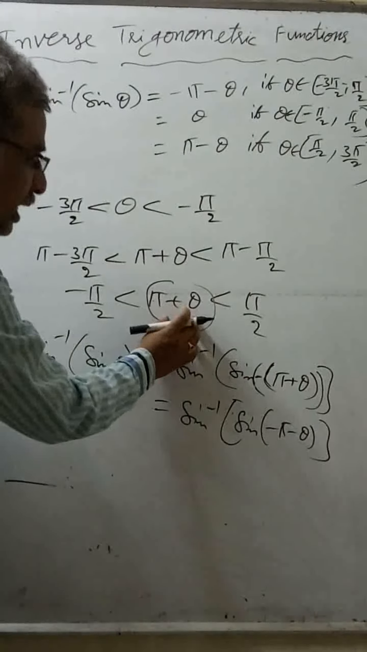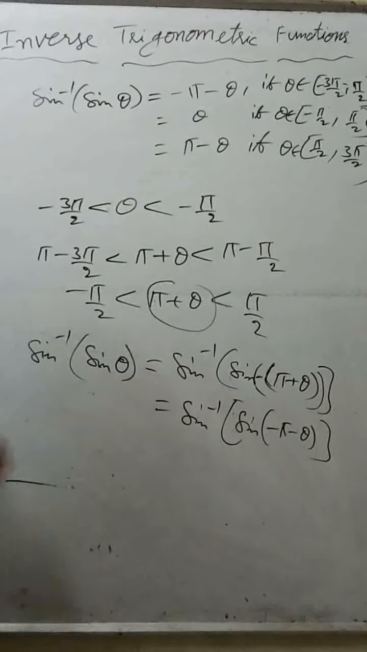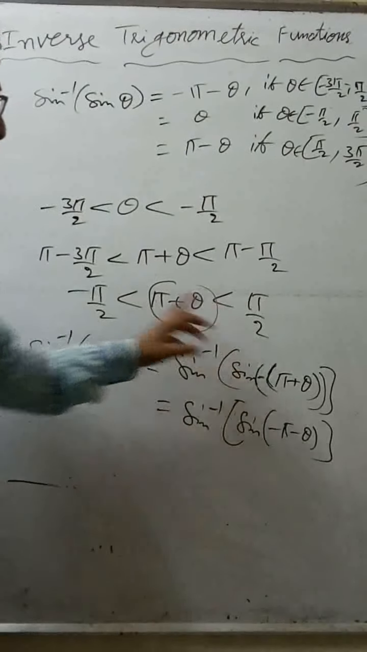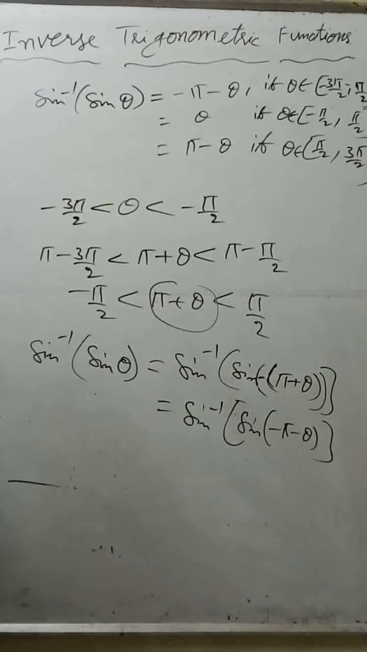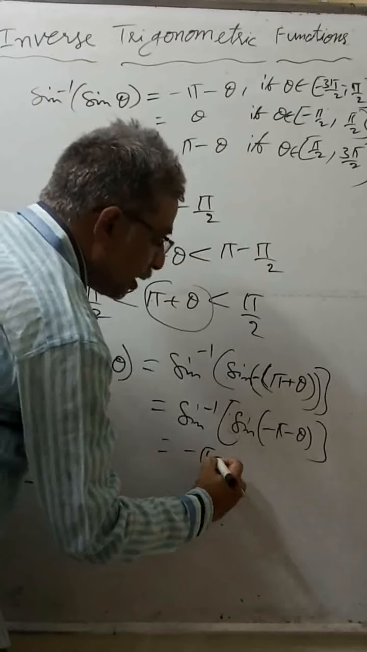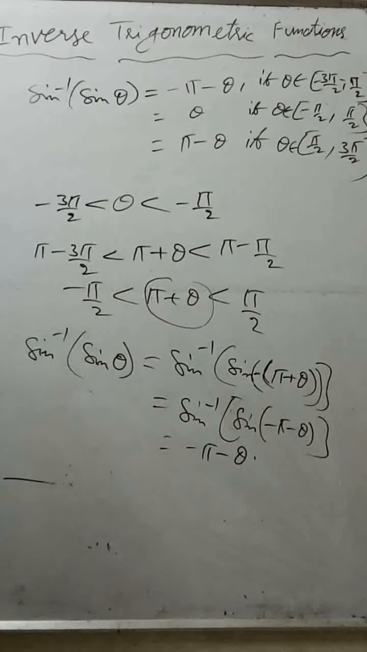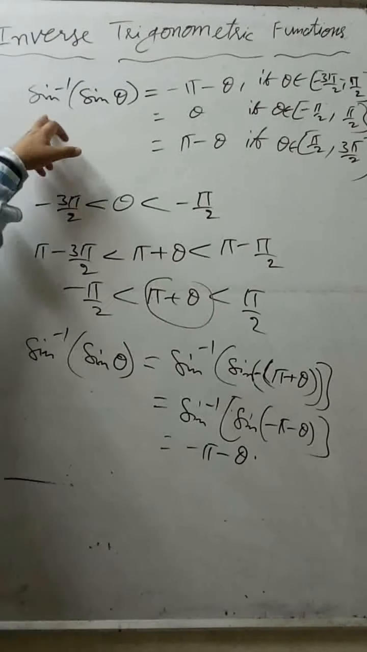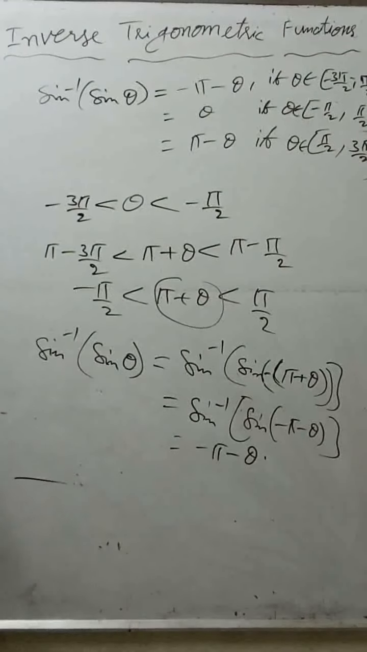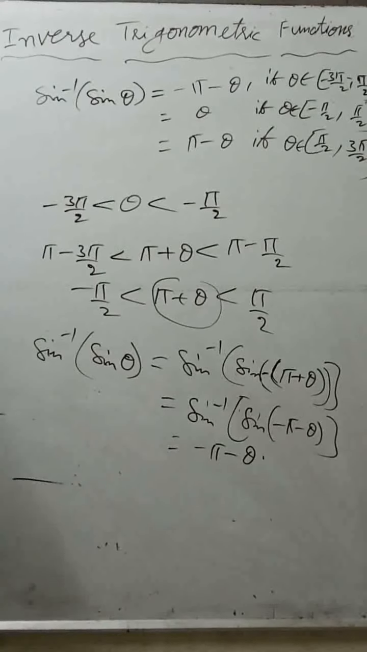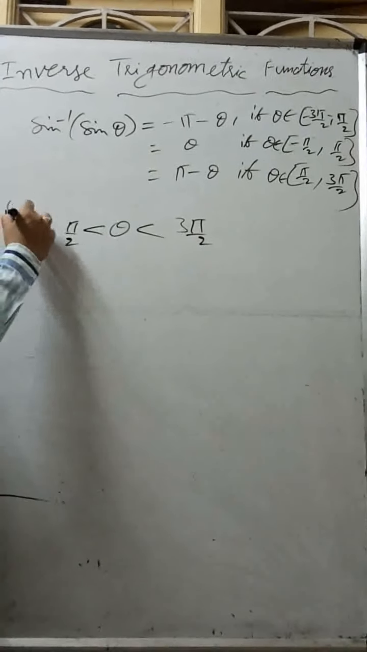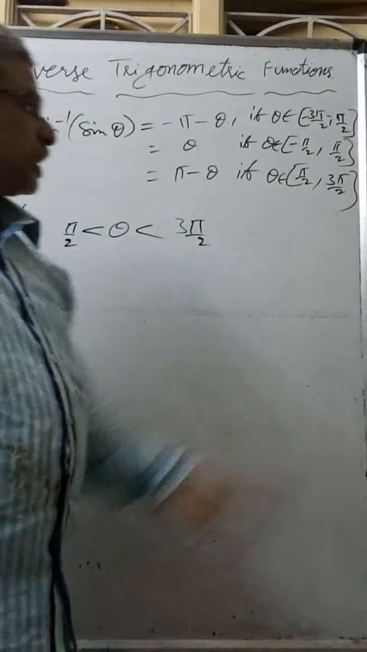Now this part is in its original domain, minus pi by 2 to plus pi by 2. So this is theta itself, so minus pi minus theta. So sin inverse of sin theta is minus pi minus theta if theta lies between minus 3 pi by 2 to minus pi by 2. Same if theta lies between pi by 2 to 3 pi by 2.